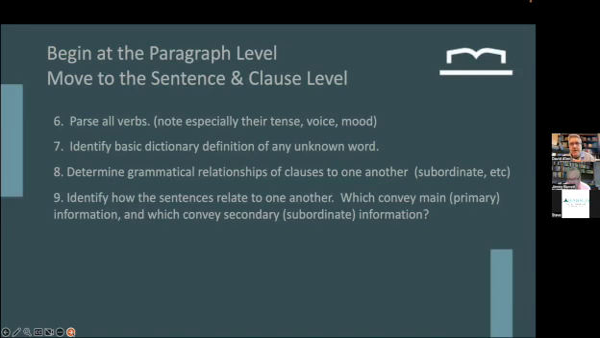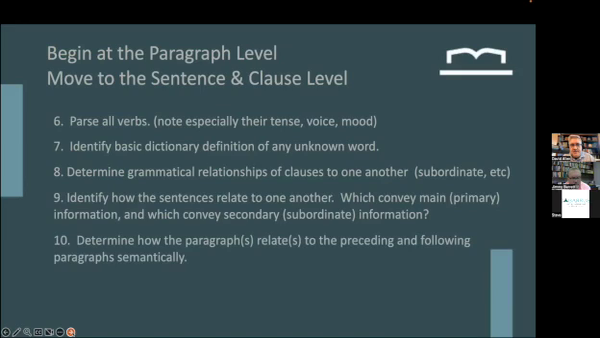So step number 9, you want to identify how these sentences relate to one another. All right? And then number 10, determine how the paragraphs relate to the preceding and following paragraphs. All right? Now look at your paragraph, Hebrews 12, 1 through 3. How does that paragraph relate to the previous paragraph that ends chapter 11?